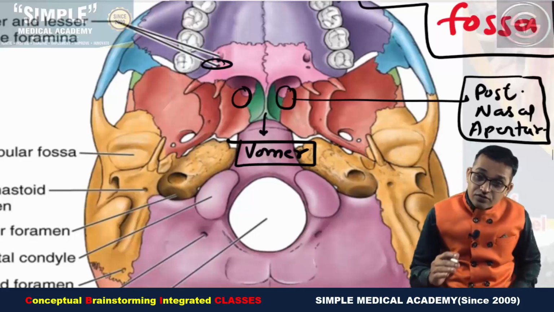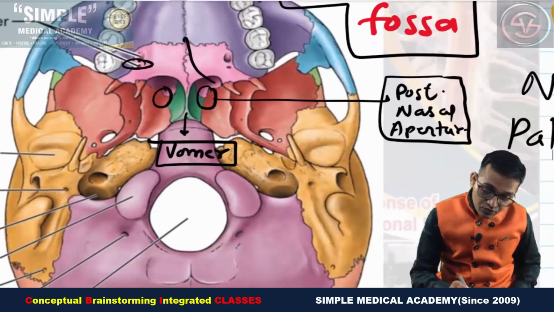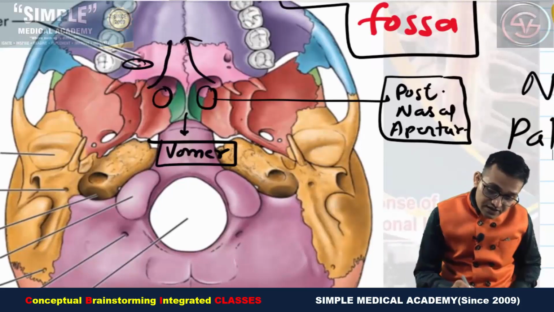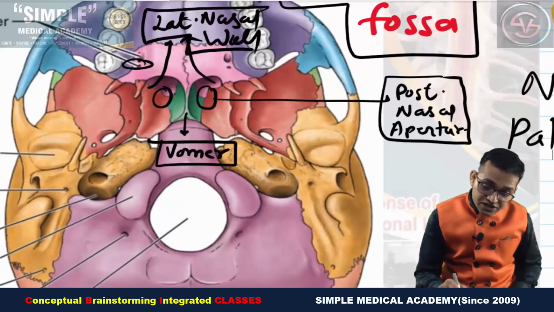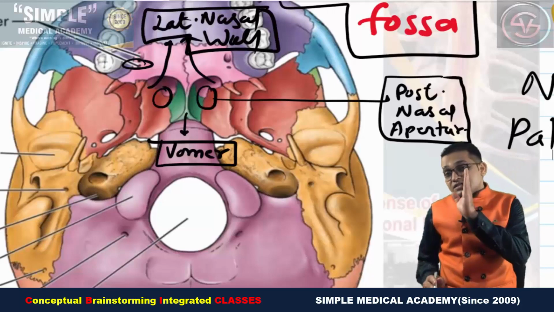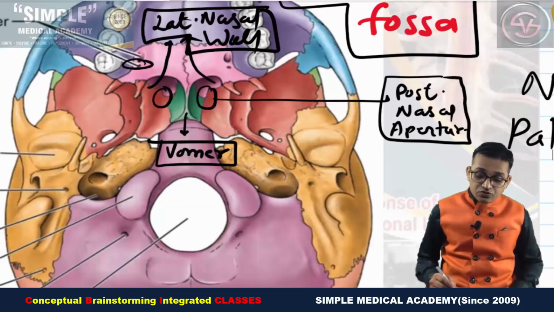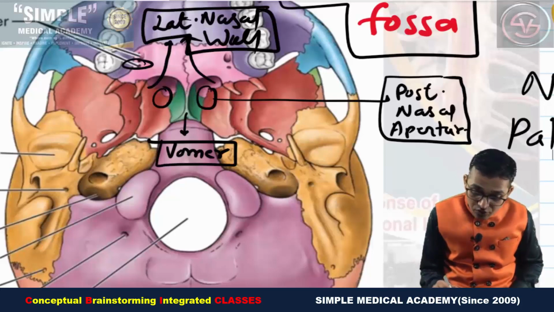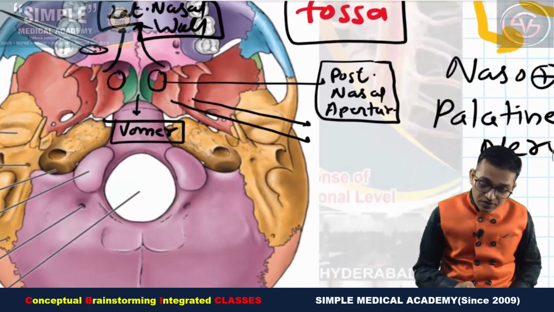On each side lateral to this posterior nasal aperture there is the lateral nasal wall. This bony part is indicating the lateral nasal wall, which extends on the back side as a thin plate of bone known as the pterygoid bone. This pterygoid bone has two bony plates, one laterally and one medially. So what are the names of these bony plates?